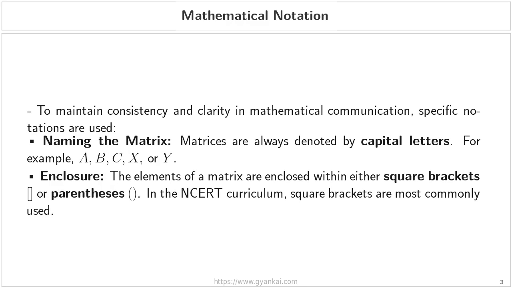Next, we need to consider how to enclose the elements. To indicate that a set of numbers forms a rectangular array, we wrap them in either square brackets or parentheses. While both are mathematically acceptable, if you are following the NCERT curriculum, you will find that square brackets are most commonly used. Keep these notation rules in mind, as we will apply them in the next slide when we transform a real-world data table into a formal mathematical matrix.